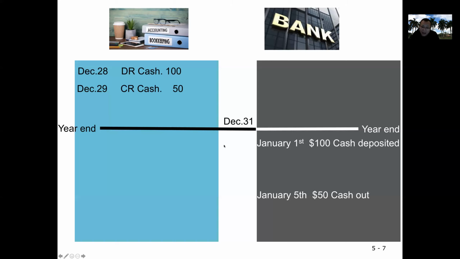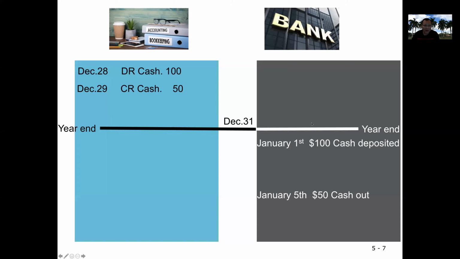So as of the year end, December 31st, this check is considered an outstanding check. This is a check that has been written to the suppliers, but has not been deposited by the suppliers. So that's called an outstanding check.